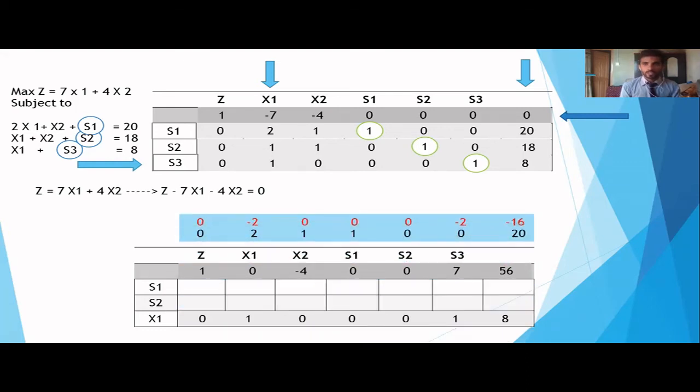Now we will convert the 2 into 0. We start by multiplying the pivot row by -2, and then we add it to the row where the 2 appears. The result of the sum will be placed in the S1 row.